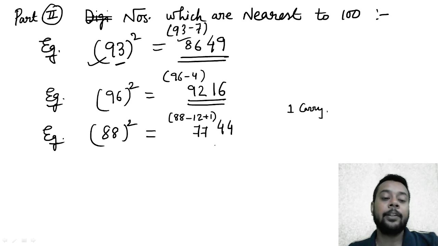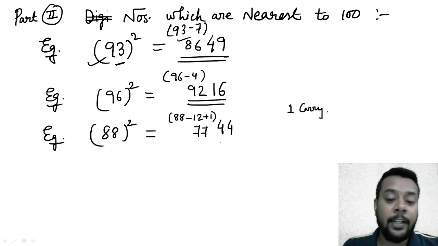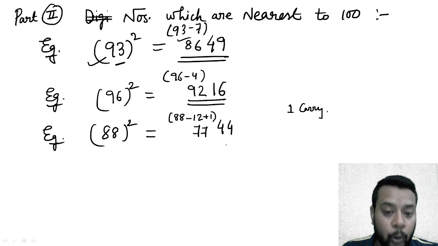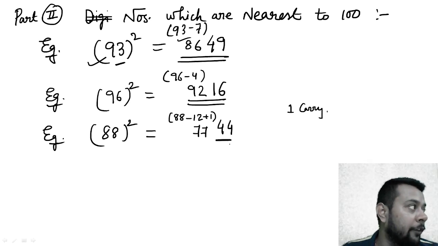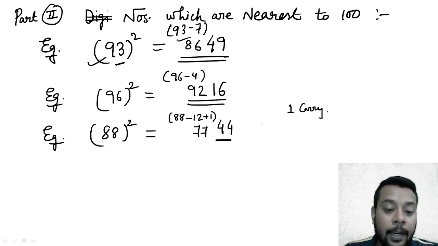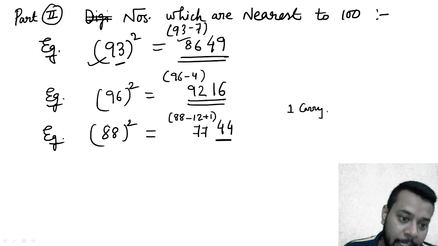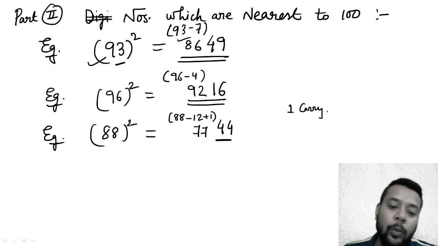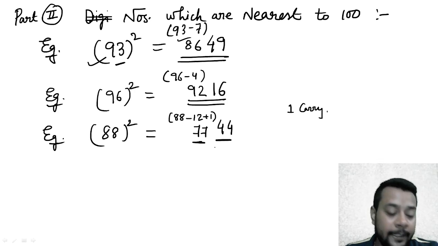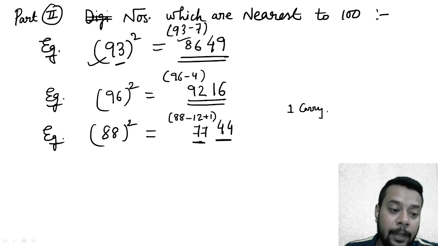I repeat what I have done. Since this 88 is 12 less than 100, first of all do the square of 12. We will get 144. Just write 44 in 2-digit form. 1 will be carry. And the same 12 will be subtracted from 88. You will get 76. And 1 carry is added as usual and we will get 77. So this will be our answer.